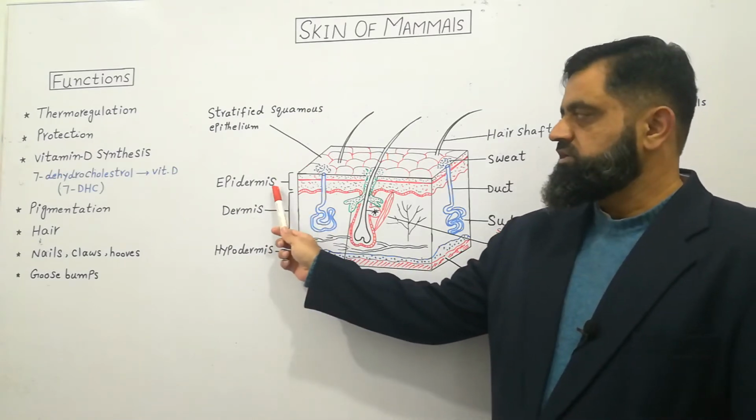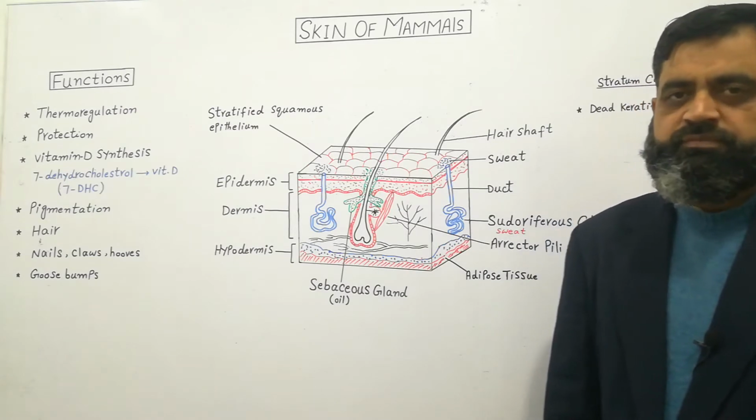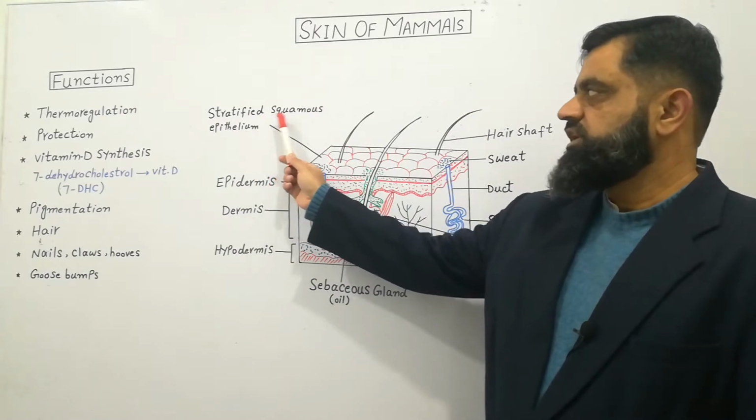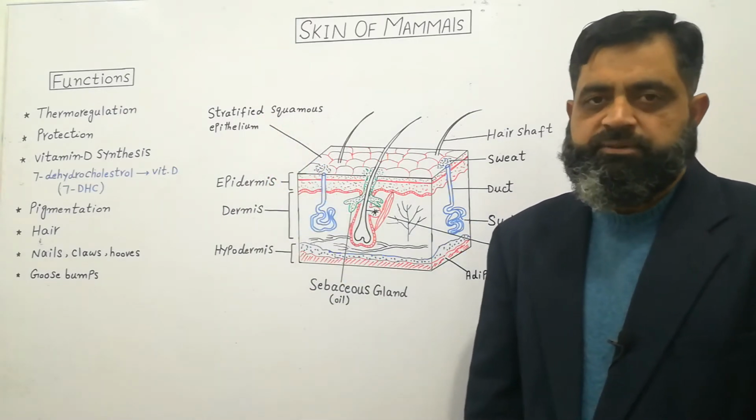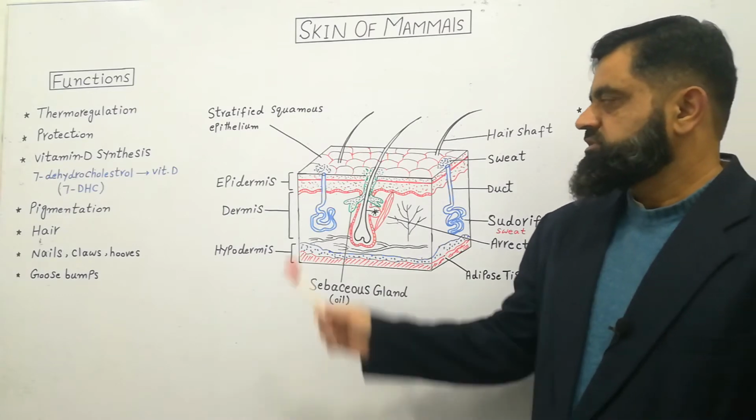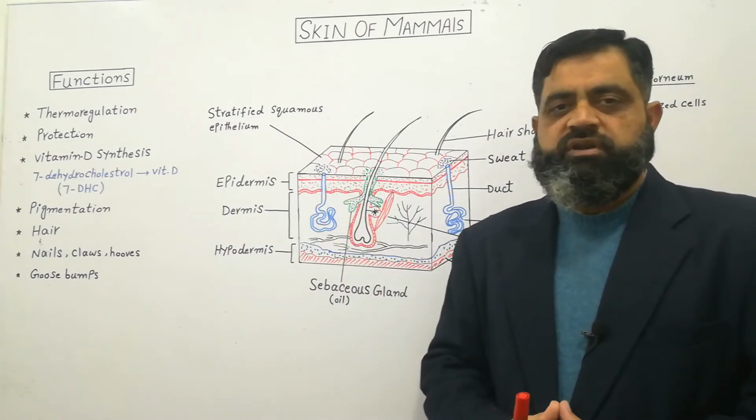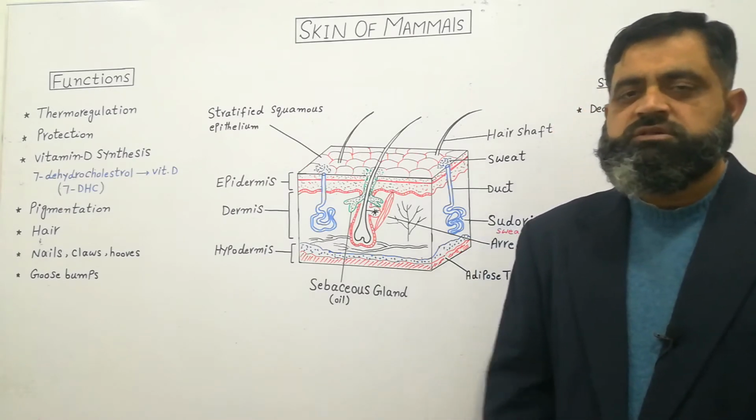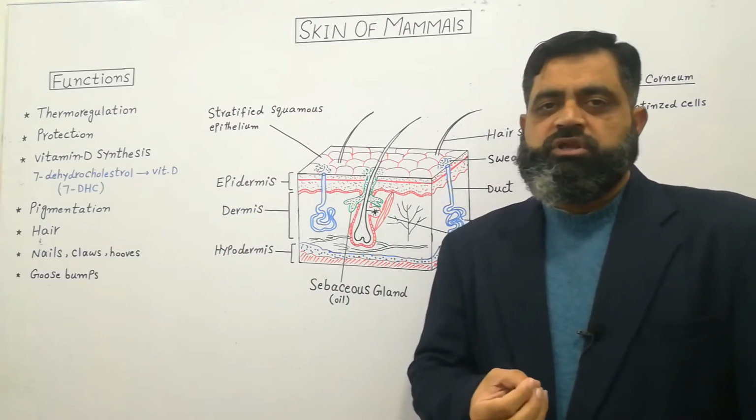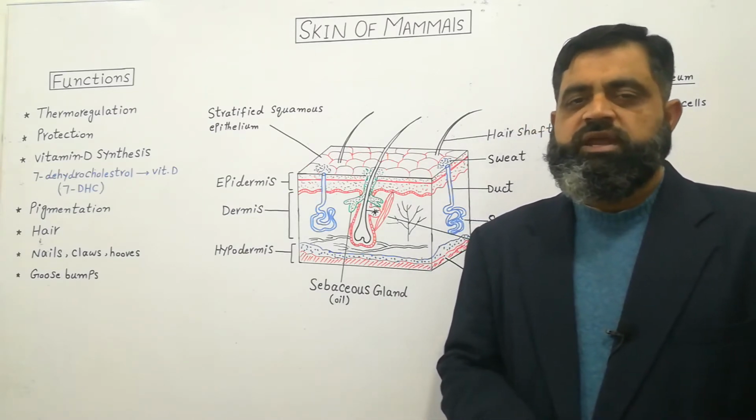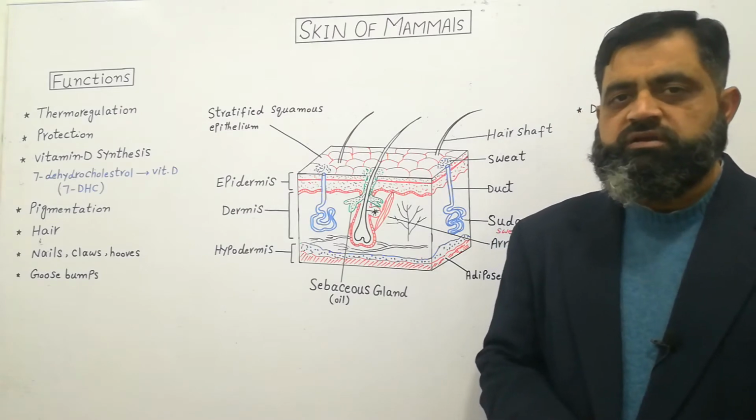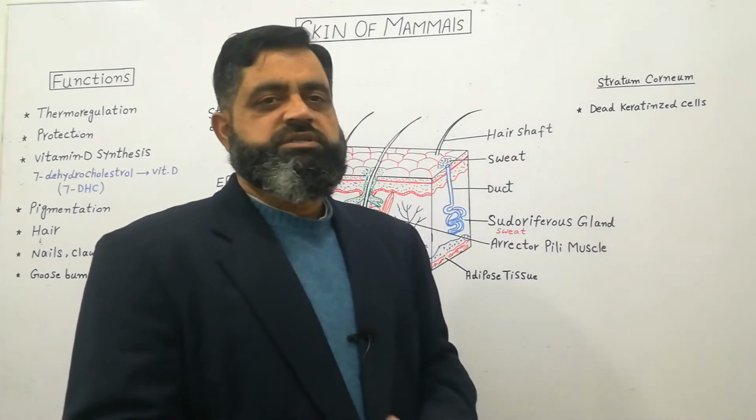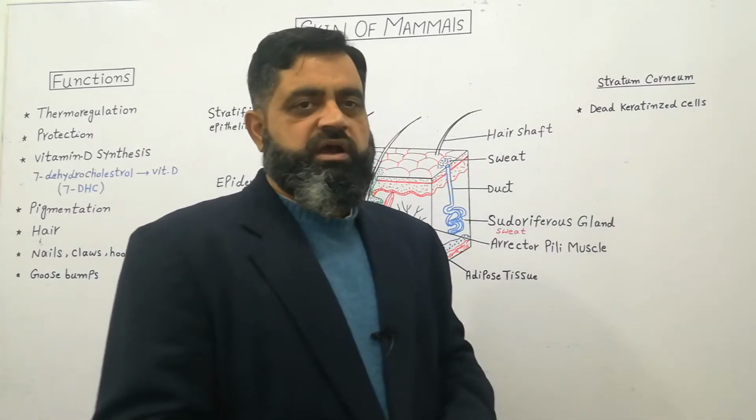The uppermost layer is known as epidermis. Epidermis contains specialized cells which are known as stratified squamous epithelium. Stratified squamous epithelium makes up different layers of the epidermis, which contain different types of cells. Some mammals store keratin protein in the epidermal cells, which later become a layer known as stratum corneum. Stratum corneum is a layer of dead keratinized cells.